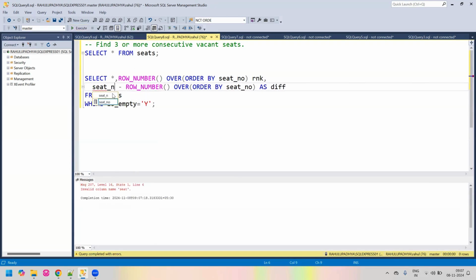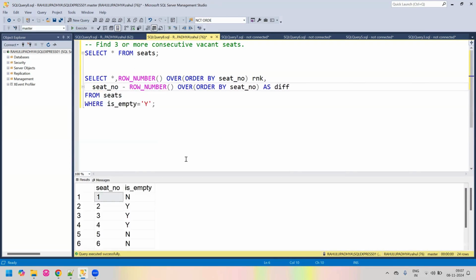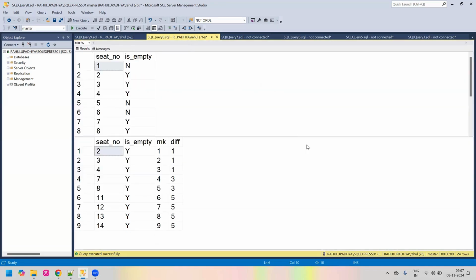So it is seat number. So let's mention that and execute. So let's check out the output here. If we see here, now between these two columns, we have identified the difference. Wherever there is consecutiveness, as we can see, the difference value is the same. Okay, so we have completed this part.